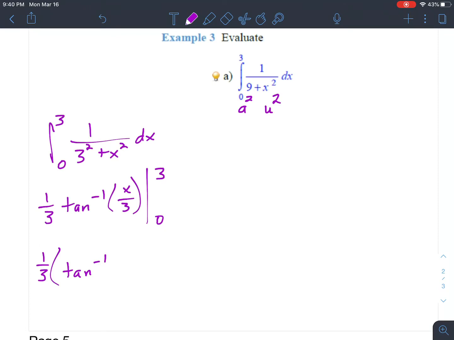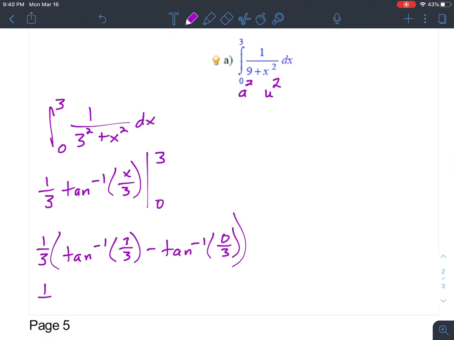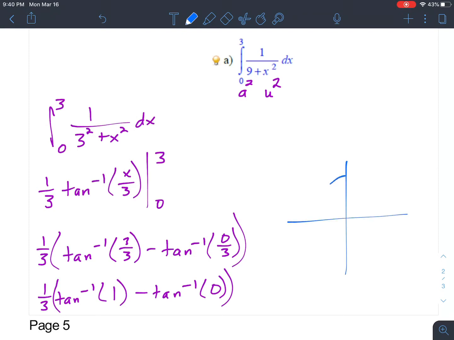So we're going to have to evaluate arctangent of 3 over 3, and then arctangent of 0 over 3. So we know for this first one it's going to be arctangent of 1. We know that the second part is going to be arctangent of 0. And this is going to be where you need to remember your unit circle. So I'm going to go ahead and draw one here.